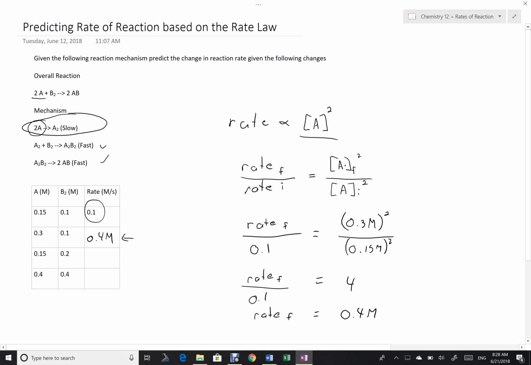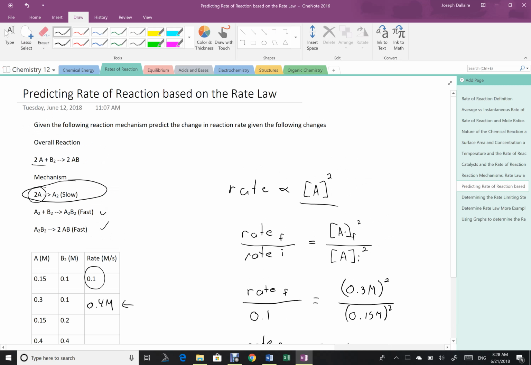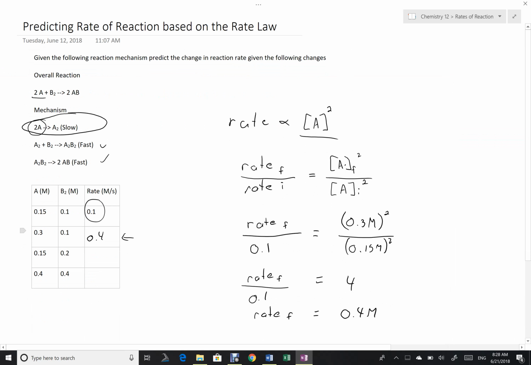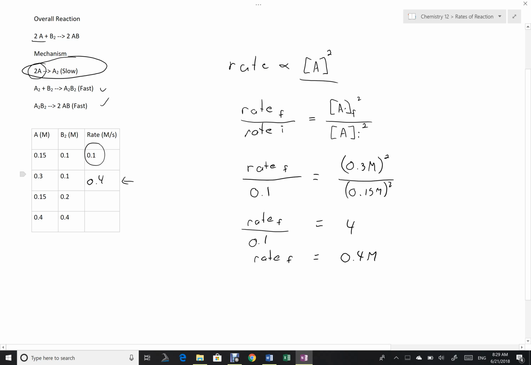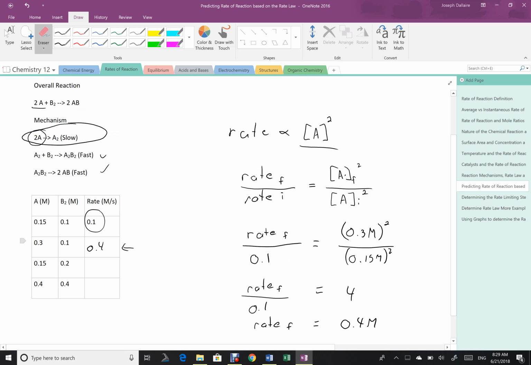Actually, I shouldn't put that there because I have it in the heading, so I shouldn't put that there. Okay.